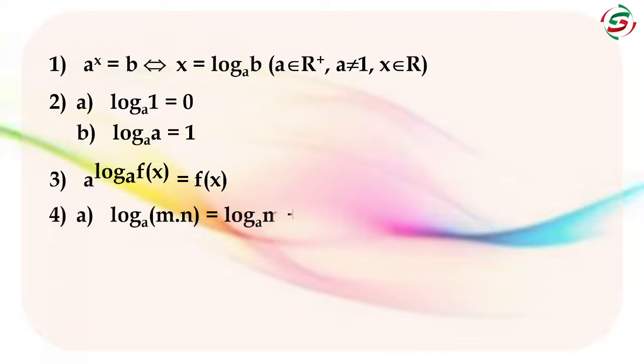Next, look at this, very easy. Log in brackets m into n. This dot means into. Okay, dot means what? Into. Log in brackets m into n. What is the base here? a. So what is the formula? Log m to the base a plus log n to the base a. Okay, so if it is multiplication here, this will become what?